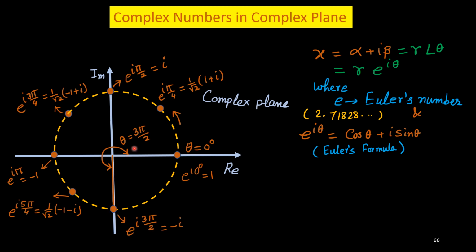And if I consider theta equal to 3 pi by 2, again it is imaginary, but this time it is minus i. And if theta equals 7 pi by 4, then its position is 1 upon root 2 times 1 minus i. Now again, if I consider theta equal to 2 pi, then it will come to the same point. So it will rotate. Now if theta is more than 2 pi, you will get similar values, right?